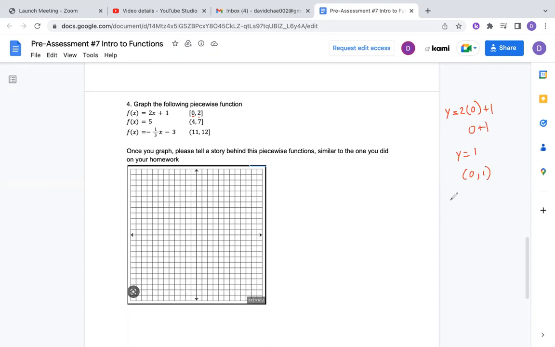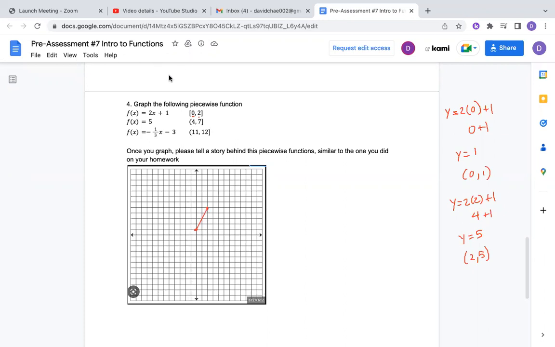Okay, and then when we plug in 2, y is equal to 2 times 2 plus 1. 2 times 2 is 4, plus 1 is 5. So we have x equal to 2, y equal to 5. Okay, so we have 0, 1 right here, and that's going to be a closed circle because it's a bracket. And then 2, 5: 1, 2, 3, 4, and 5 right here. That's also going to be a closed circle. All right, and I'm going to draw a line in between those 2 points, and that will be our first line.